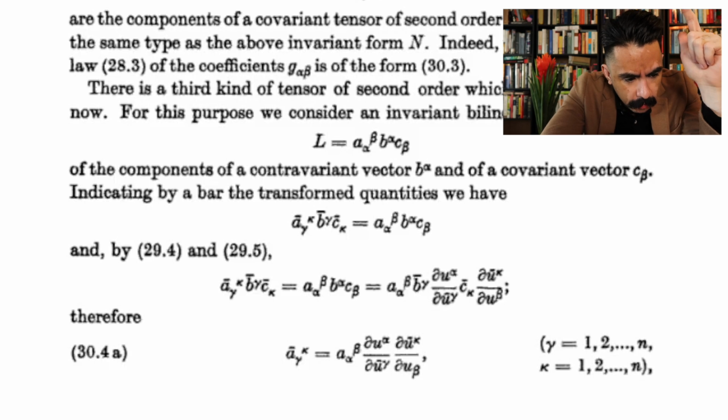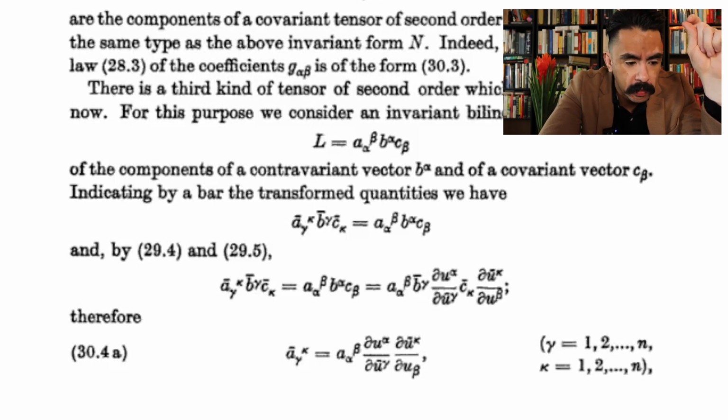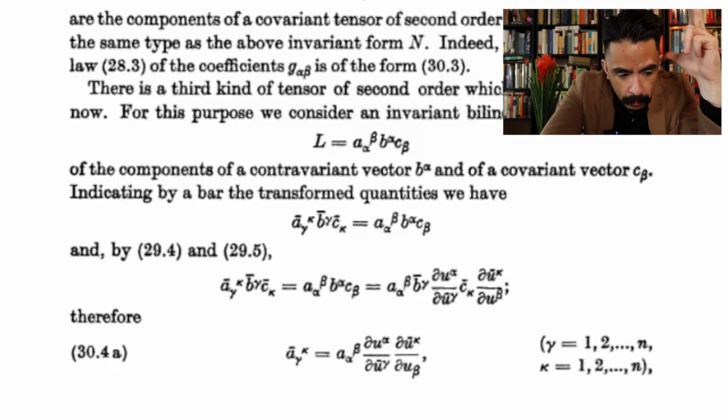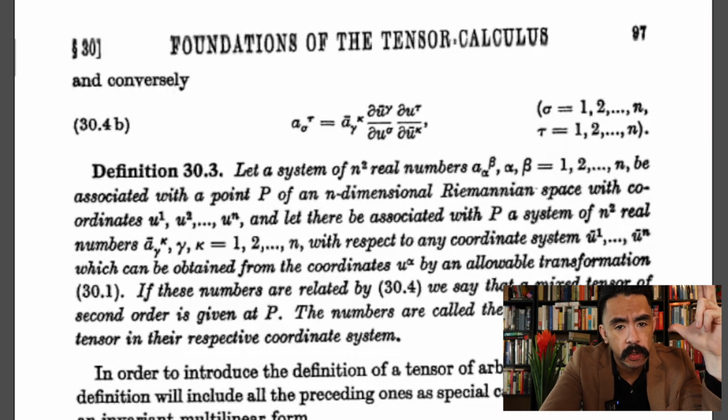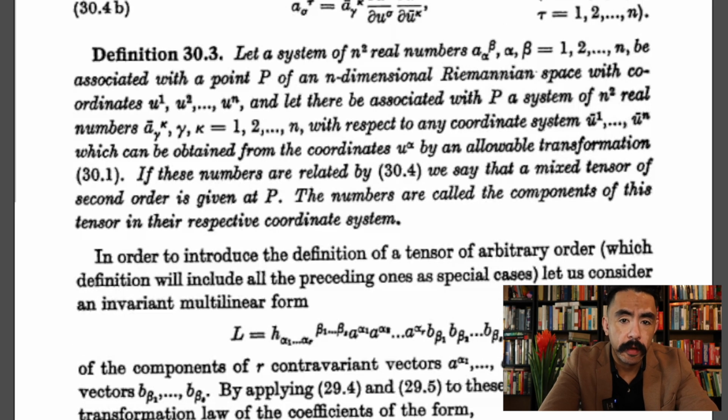Therefore, a overbar sub gamma with the a overbar having a superscript kappa equals a subscript alpha superscript beta times partial u alpha partial u overbar gamma times partial u overbar kappa partial u beta, where gamma can be 1 through n and kappa can be 1 through n. And conversely, a with a subscript sigma and a superscript tau equals a overbar with a superscript gamma as well as a superscript kappa times partial u overbar gamma partial u sigma times partial u tau partial u overbar kappa, where sigma can be 1 through n and tau can be 1 through n. We come to definition 30.3.